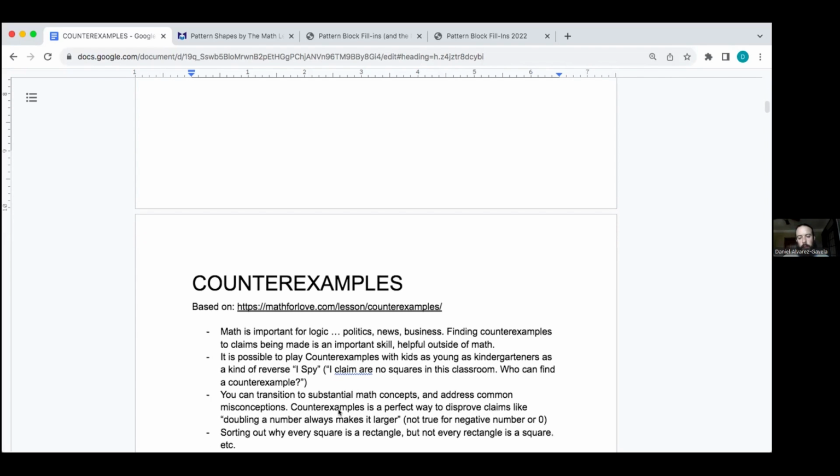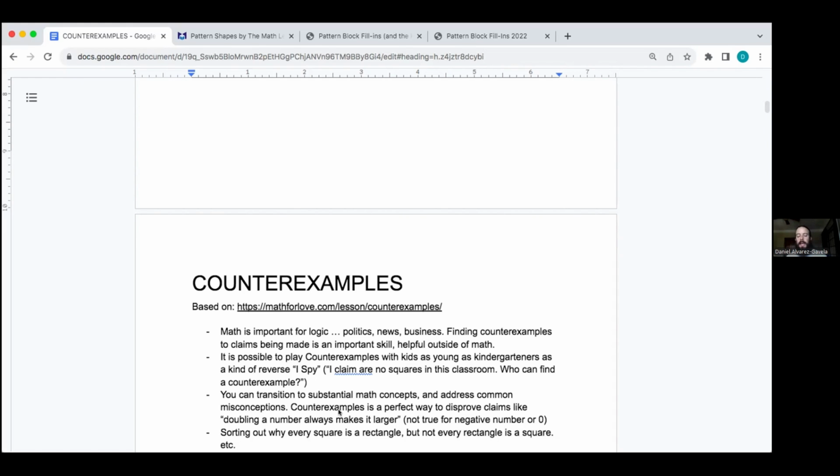Another example is sorting out why every square is a rectangle, but not every rectangle is a square, right? So you can make the claim that okay, every rectangle is a square. Who can find a counterexample, and someone can point maybe at the window and say, look, that is a rectangle, but it's not a square. So having concrete ways to disprove statements.